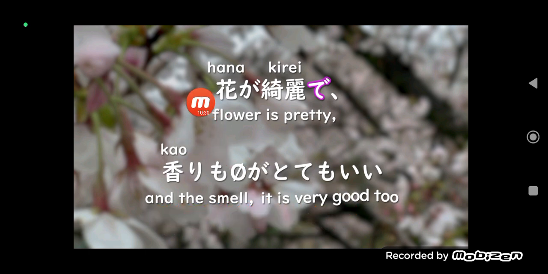So if you want to combine these two mini sentences that have this English meaning, we could have placed the declarative da here, but since we are forming a compound sentence, we replace the copula, or sentence ender, da or desu, with de, and then put it at the end of the first mini sentence. Hana ga kirei de. Then probably you put a comma. Kaori mo ga totemo ii. And the smell, it is very good too.